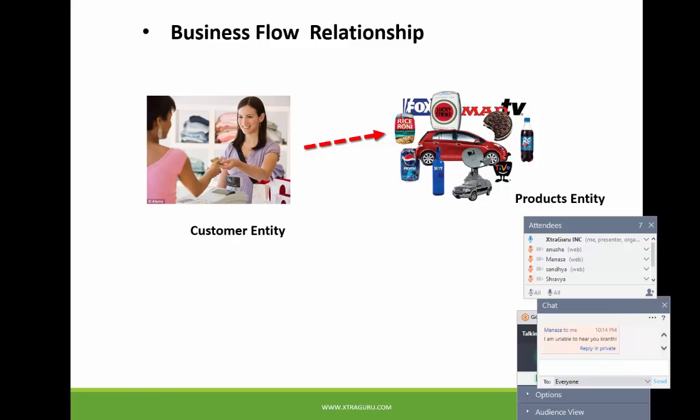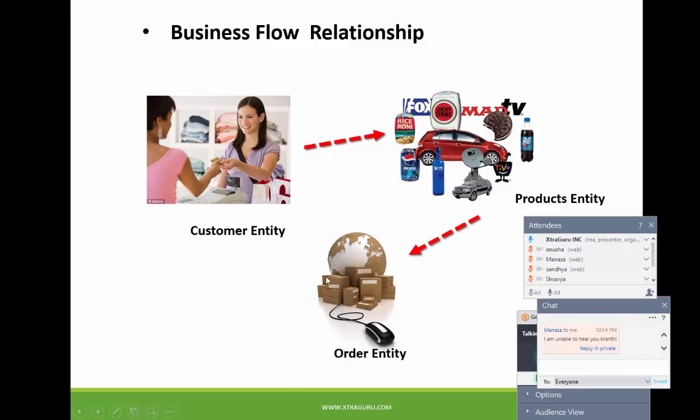Now, once you've done the product, the customer will select multiple products. Once he has selected all the products, he will do the checkout. After the checkout, he will order the entire set of products. Once the order is completed, it is automatically shipped to the customer's address, or he receives the products immediately. So this is the flow of our basic business.